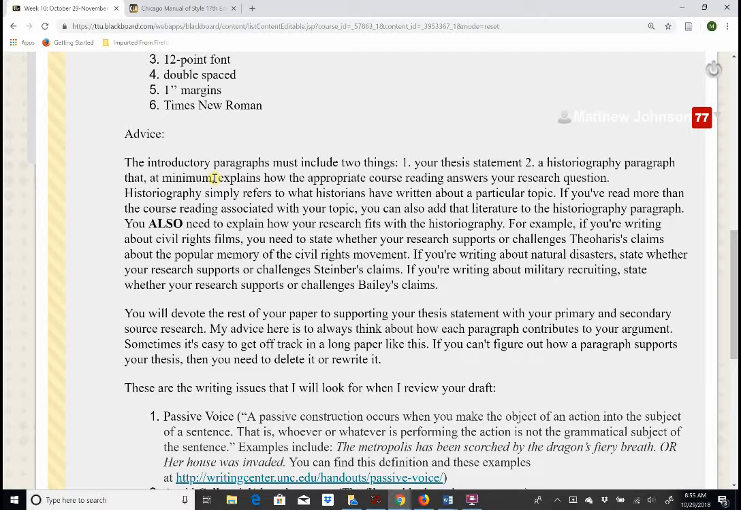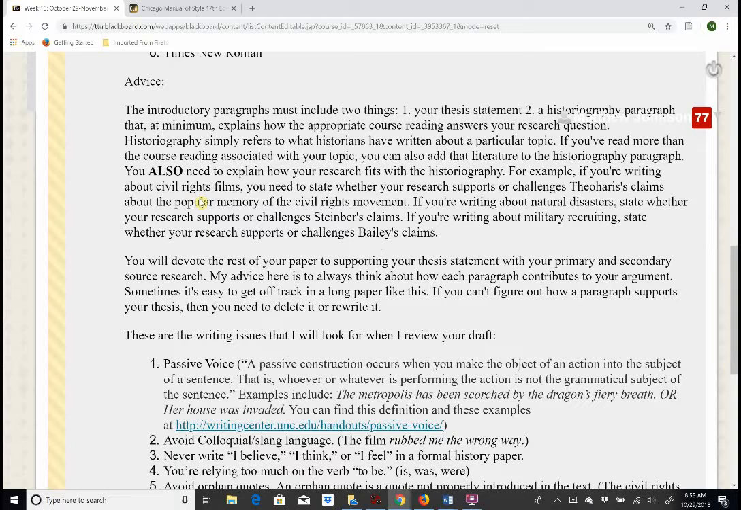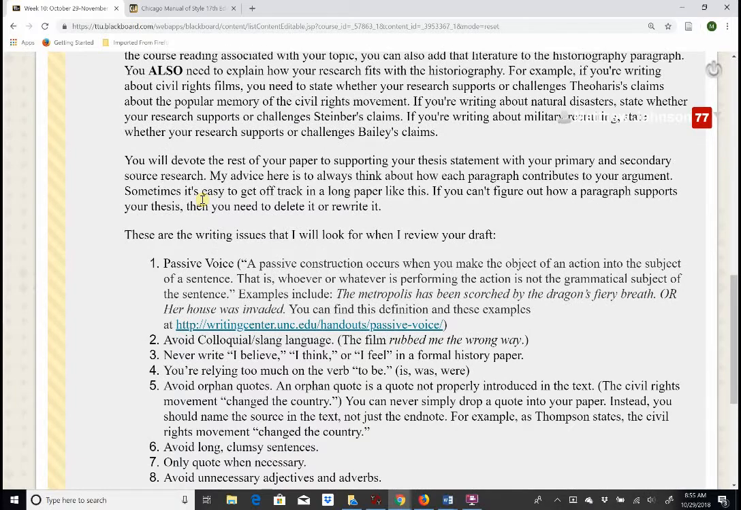Again, if you're writing about natural disasters, you need to talk about whether you're supporting or challenging Steinberg's claims. If you're writing about military recruiting, state whether your research supports or challenges Bailey's claims. That's really essential here in the rough draft and the final draft, and it's going to be something I look for when I'm grading. The rest of this paper is going to center on supporting your argument with primary and secondary sources.